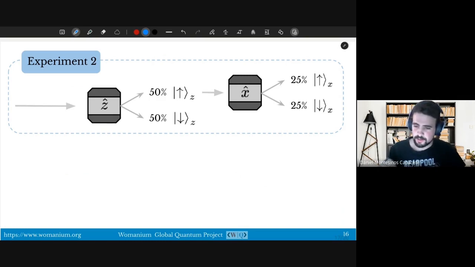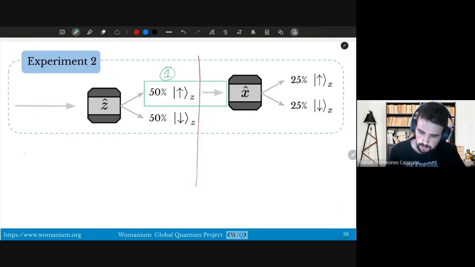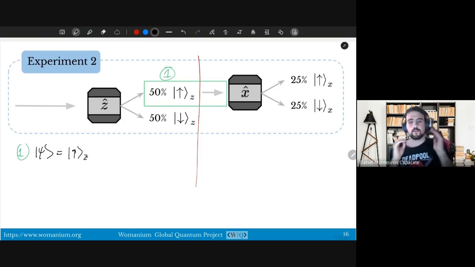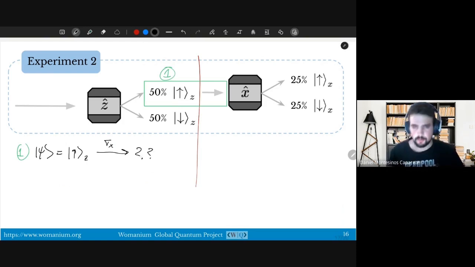Anyway, this one is more interesting. Let's start here again, in green maybe, same as before. We have our initial state, which is going to be the up z state, but now we are measuring sigma x. What happens here? We are going to get the eigenvectors of sigma x with certain probability.